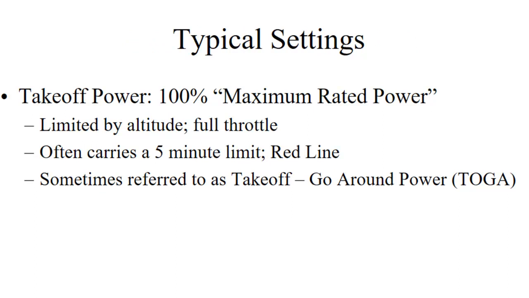Typical settings that we use on every flight. Takeoff is 100% of whatever we can get at the altitude that we're at. And that is referred to as the maximum rated power. It's limited by altitude at full throttle. It oftentimes carries a 5-minute limit, and it is often represented by the red line on various instruments. It is sometimes referred to as takeoff go-around power or TOGA power.